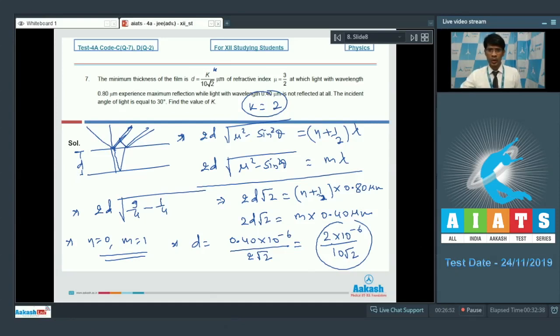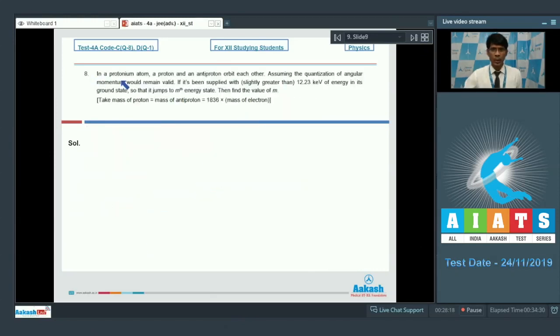Now let's proceed to the next question, that is question number 8. In question number 8, in a protonium atom, a proton and an antiproton orbit each other, assuming the quantization of angular momentum would remain valid. If it's been supplied with slightly greater than 12.23 kilo electron volt of energy in its ground state so that it jumps to mth energy state, then find the value of m.